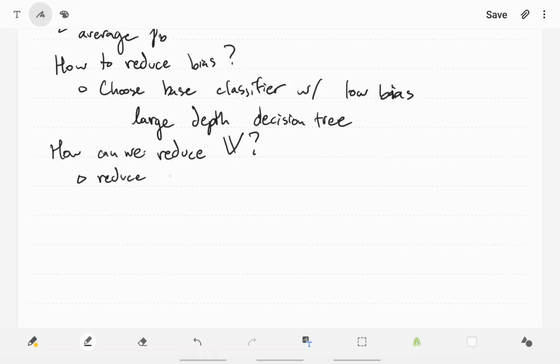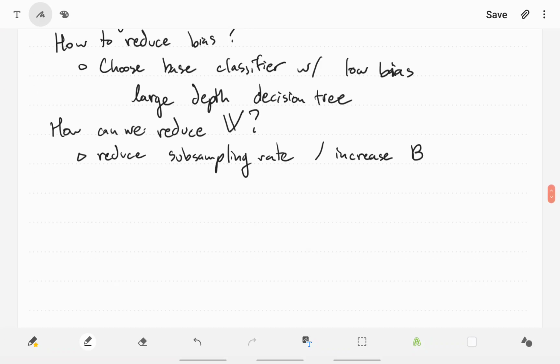So we reduce our subsampling rate to make the different classifiers less dependent, and then we increase B. So these are the two things that we can do. And then random forest is just the combination of these things. So, the random forest algorithm.